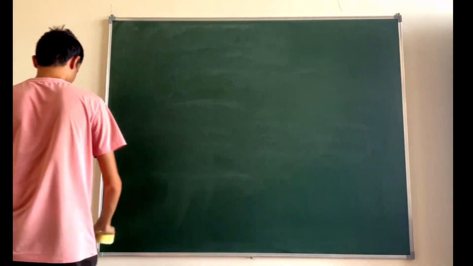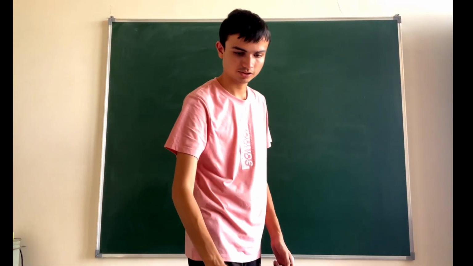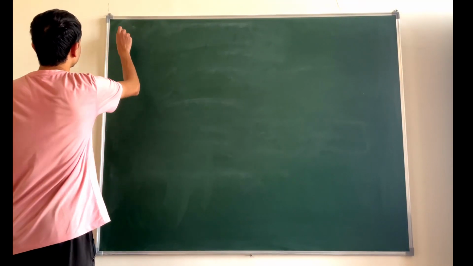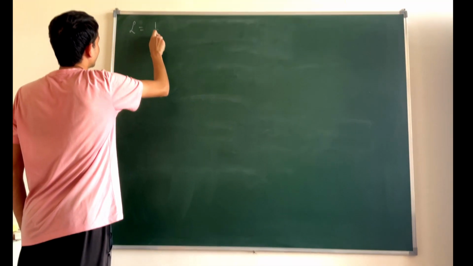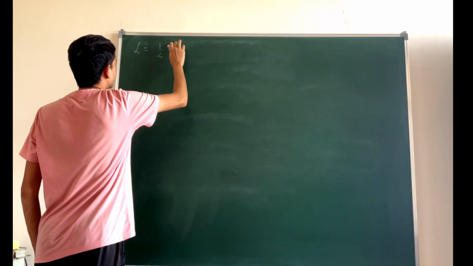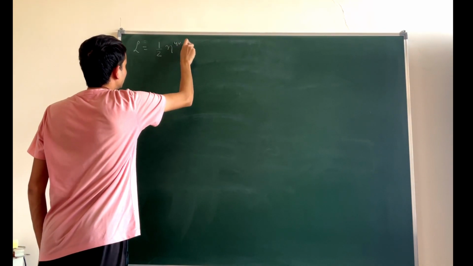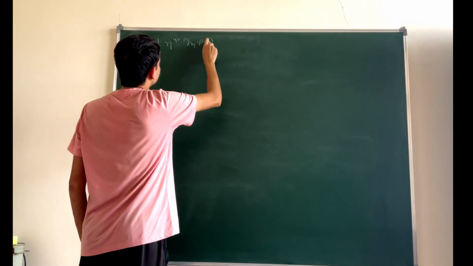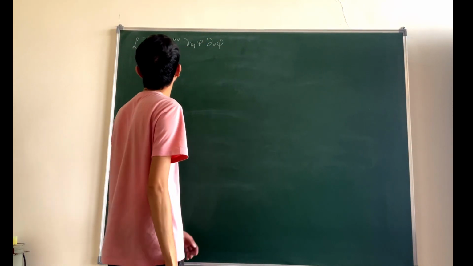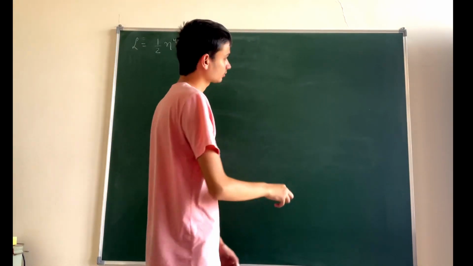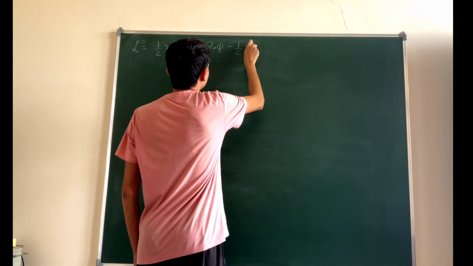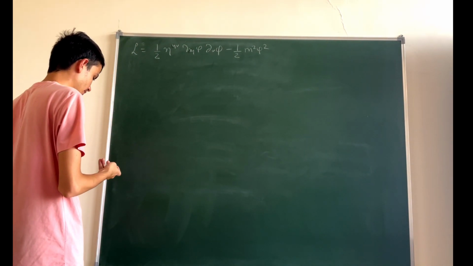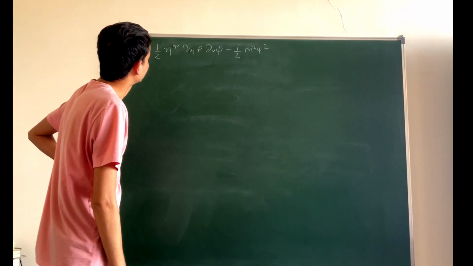Okay, so this is what we have, and we just write the Lagrangian first. So the Lagrangian is written as 1/2 ∂_μ φ ∂^μ φ minus 1/2 m² φ². Okay, so fine, we are here. Now this is our Lagrangian.